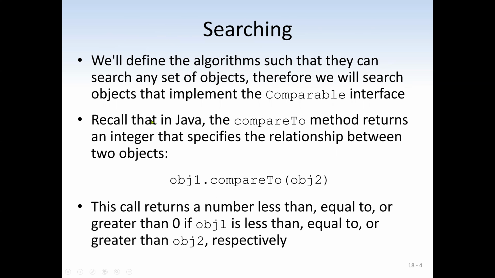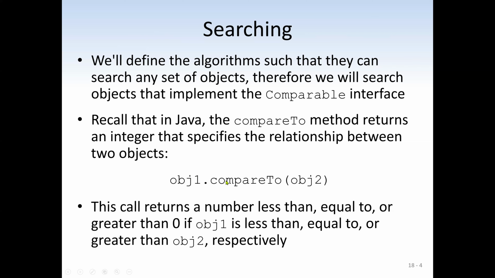So we are going to define the algorithm such that they can search any set of objects. So the type will be a generic type. And also we are going to implement the Comparable interface. Also, we are going to use the method compareTo. Again, in Java, compareTo returns 0 if object 1 is the same as object 2.